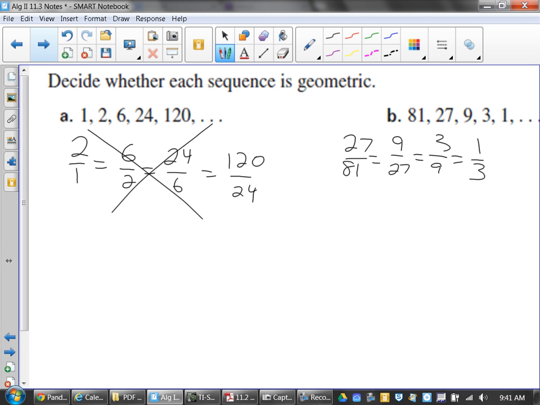You're multiplying everything by 1/3 each time. Could you say you're dividing by 3? Yeah, you can do that too. I will suggest this to you guys: if you write it out as a fraction, it's always going to be easier than trying to write out division stuff, okay?